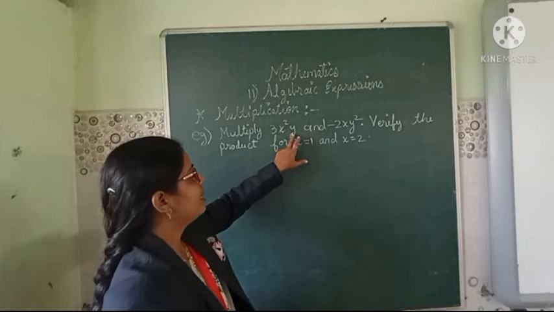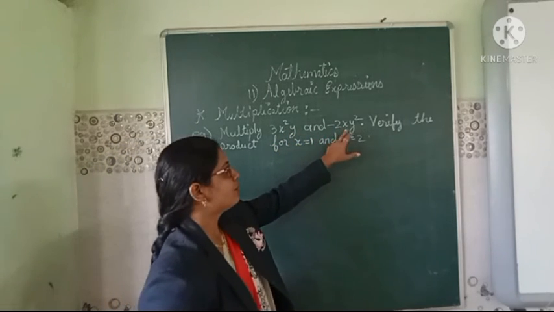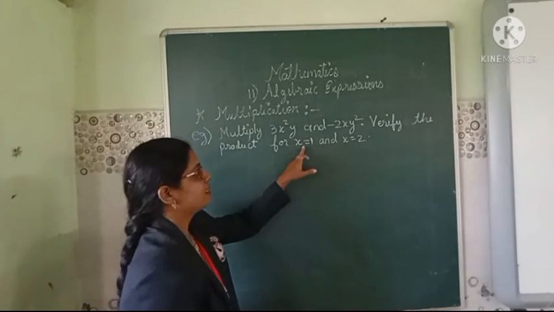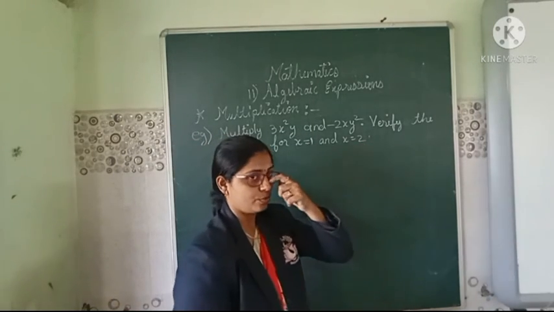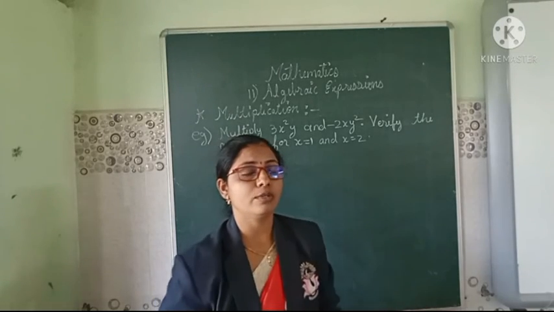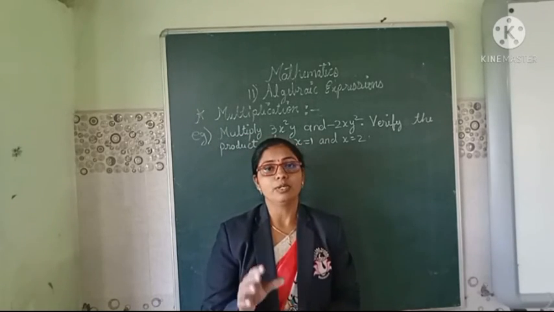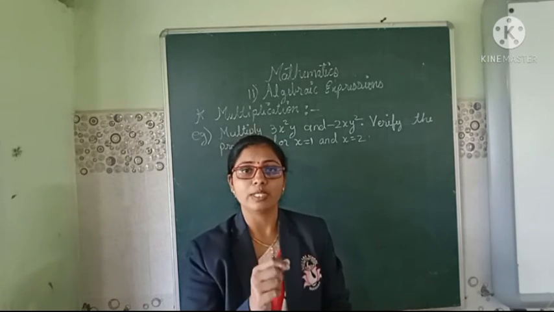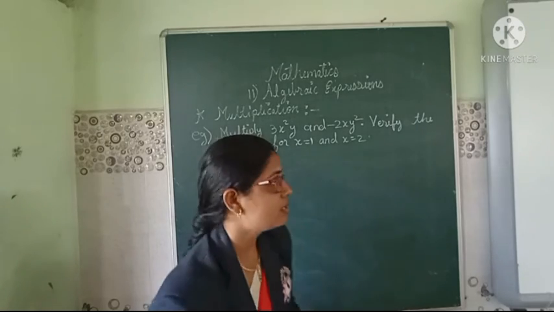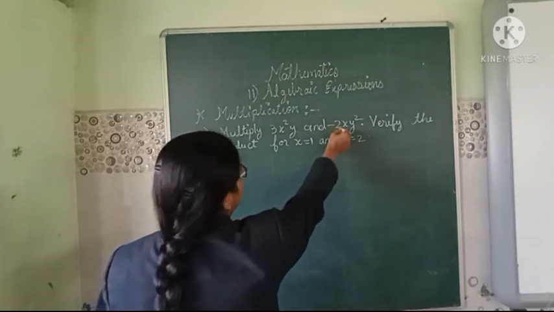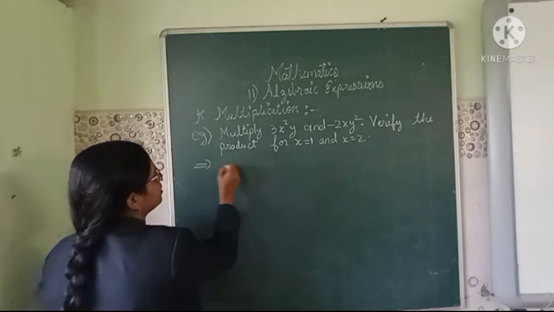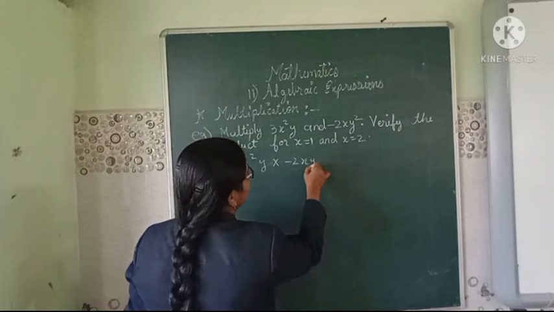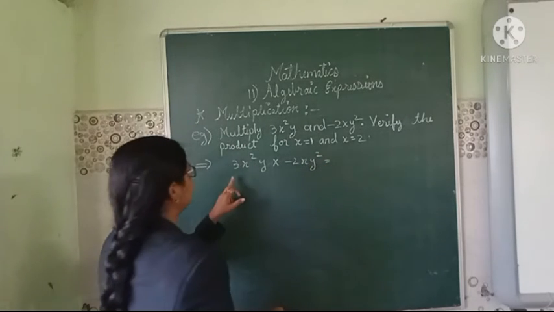Multiply 3x square y and negative 2xy square. Verify the product for x equals to 1 and y equals to 2. So when you will find out the answer, meaning the product of this, you have to put the value of this x and y into that and verify whether it is same or not. So let us see now. First we will do the multiplication of this. 3x square y multiplied by negative 2xy square. Okay, so how will it get multiplied?